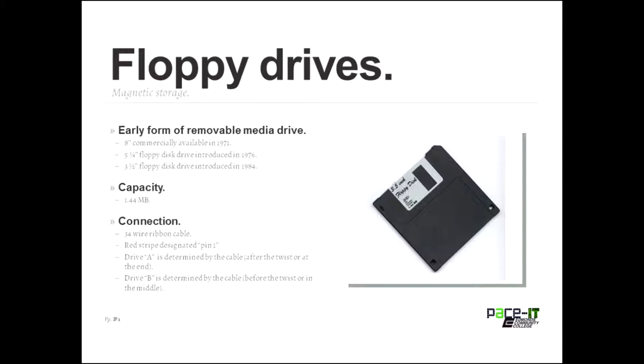That was replaced in 1976 by the 5 1/4-inch floppy. By the way, they weren't very floppy, but they were kind of bendable, hence the name. And the 5 1/4 got replaced by the 3 1/2-inch floppy disk drive, which came out in 1984. Now we're starting to get into the realm where people probably had PCs that had those. The most common size of 3 1/2 floppy was the 1.44 megabyte.